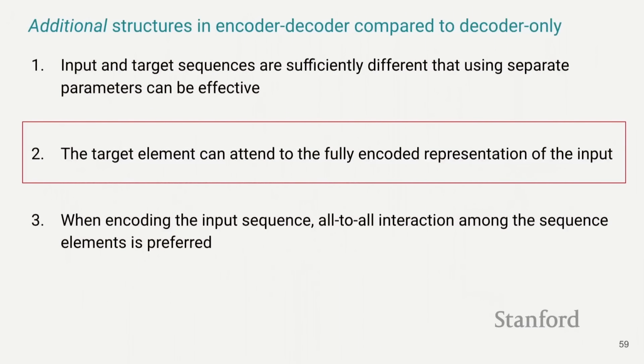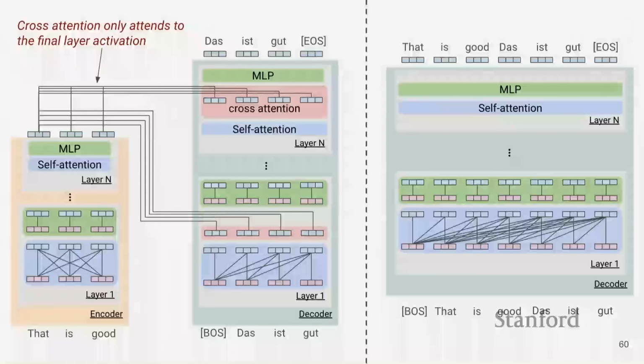So that was the first inductive bias we just mentioned. And then the second structure is that target elements can only attend to the fully encoded ones, the final output of the encoder. Let's look at this additional structure and what that means. As I mentioned, we have this very top layer attending to it.